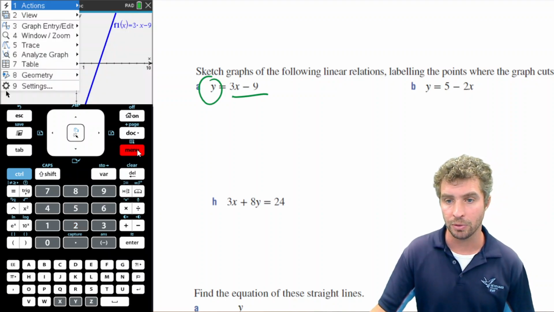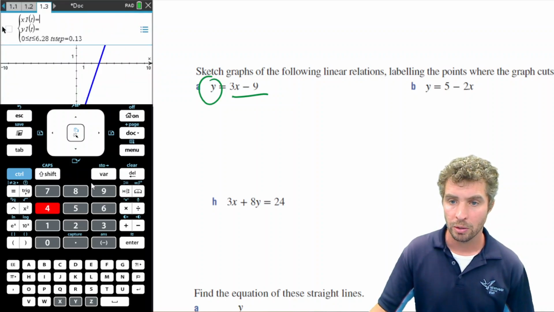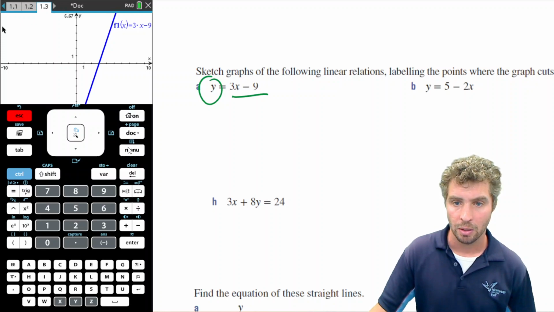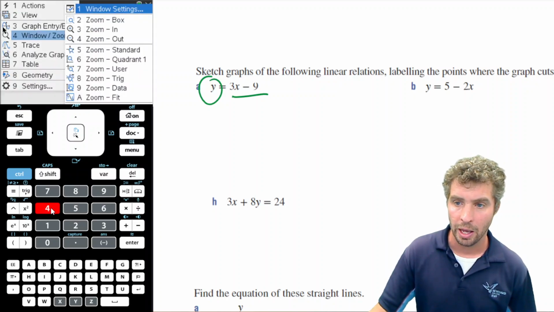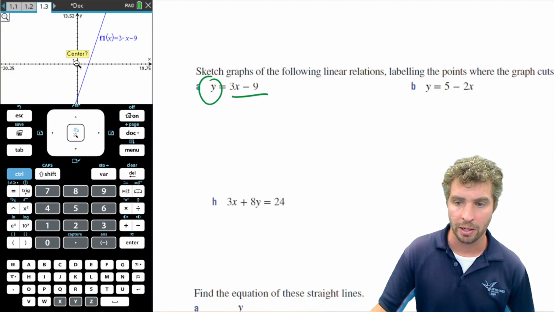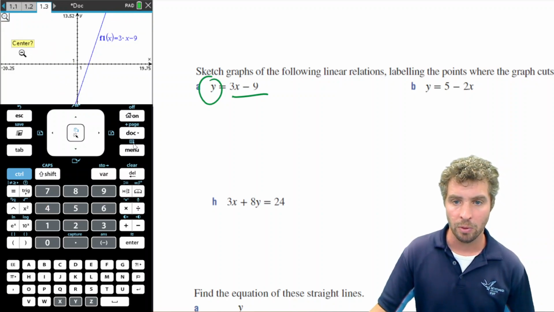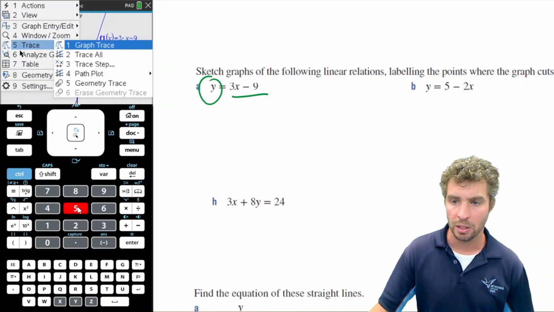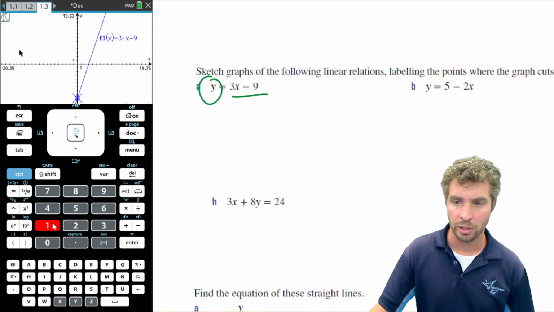Menu 4 to zoom. Menu 4. Oh gosh, what have I done? Let's escape that. Menu 4, and then you might just do zoom out. 4 for zoom out. Okay, center. We can click for where we want the center. You'll have to use the direction pad. We can zoom out, and then what we can do is menu trace. So 5 for trace, and just do graph trace.